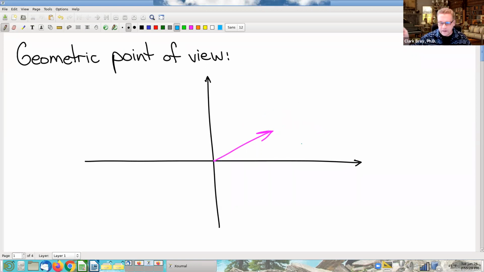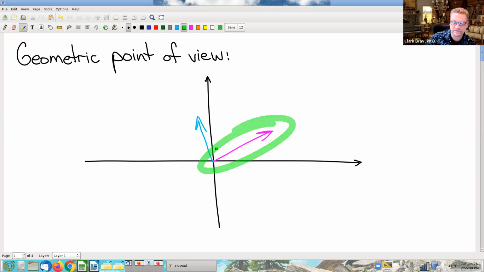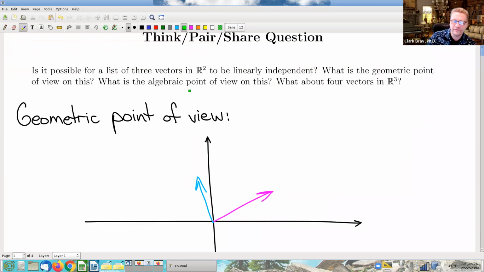So, fine, no problem. We've got plenty of space. I'll just make the second vector over here. So we seem to be doing okay. We've realized the first vector can't be 0. The second vector can't be a multiple of the first vector. But now we have this problem. Where does the third vector go? Keep in mind, we're trying to form a list of 3 vectors in R2 and maintain independence.